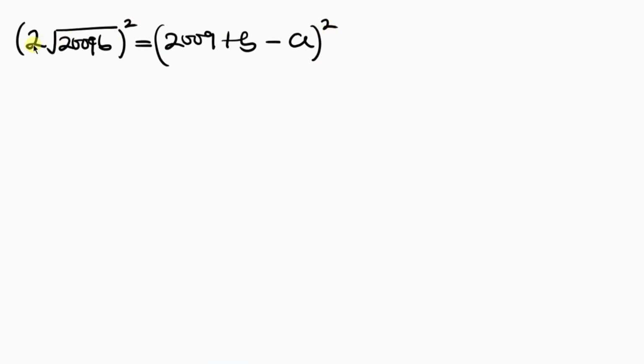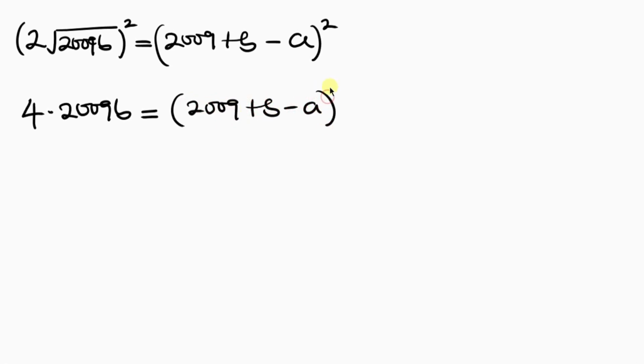Now this square affects the 2, and it also affects the square root of 2009b. So 2 squared is 4, and the square root of 2009b squared, this square will cancel out the square root, leaving behind 2009b. And this is equal to, I'm going to leave this like this, which is 2009 plus b minus a all squared. Now notice that what we have inside of these brackets is an integer, and the square of it shows that this is a perfect square. And if the right hand side is a perfect square, it also shows that the left hand side must also be a perfect square. So 4 is a perfect square.